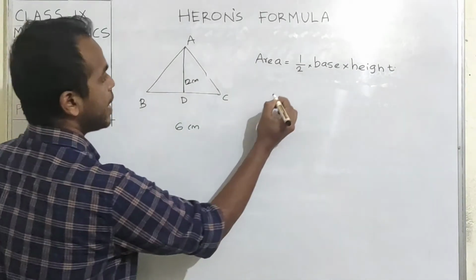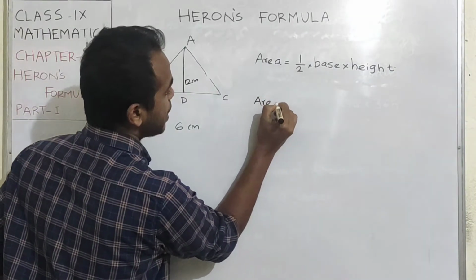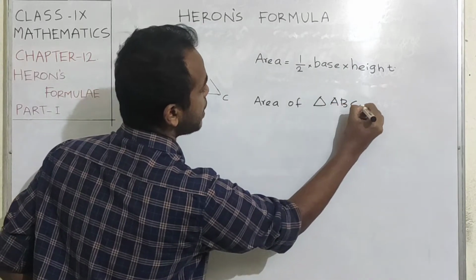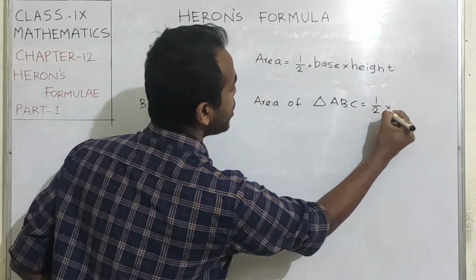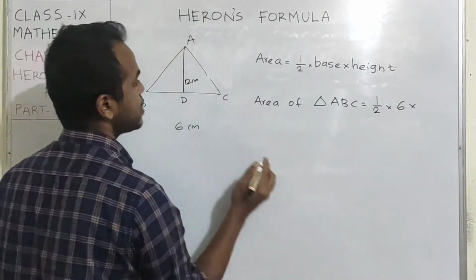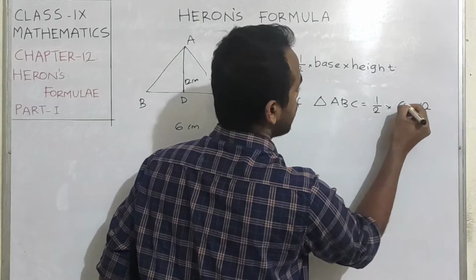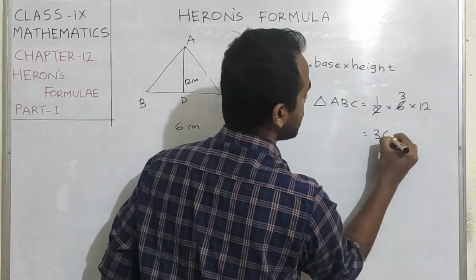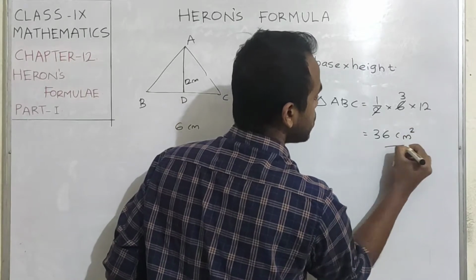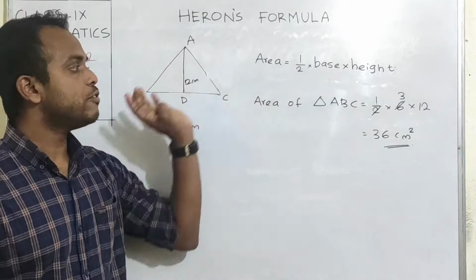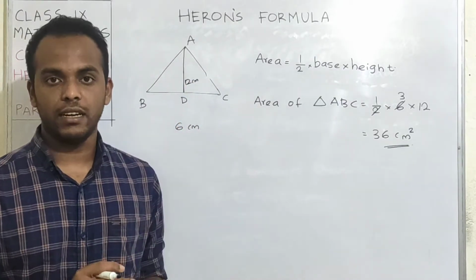Then how will you find the area? We can easily find area of triangle ABC is equal to half into base. What is the base? 6 into the height, that is 12. We can cancel this 6 and 2, so you will get it as 36 centimeter square. This is the traditional method that we have been using to find the area of any given triangle.